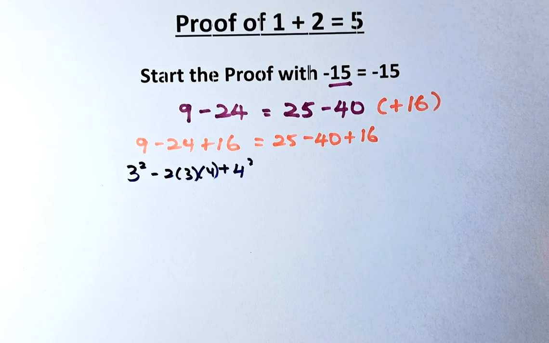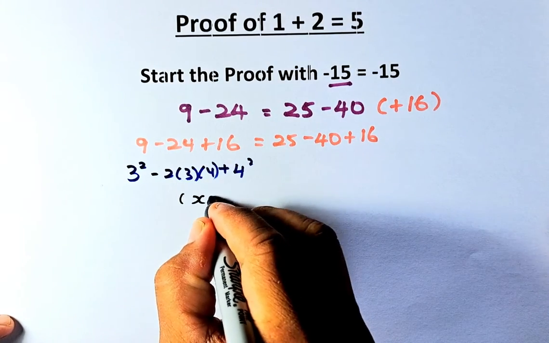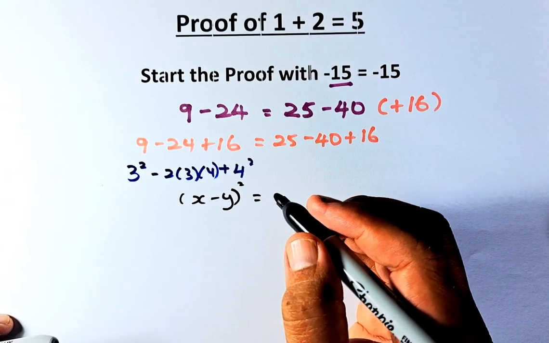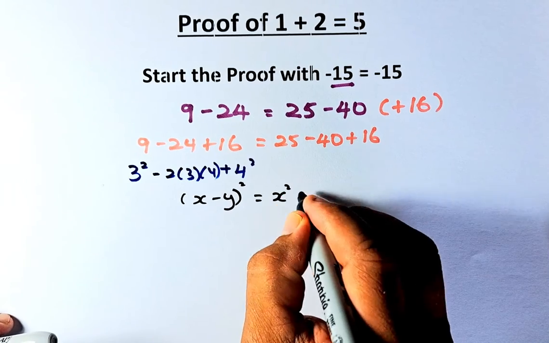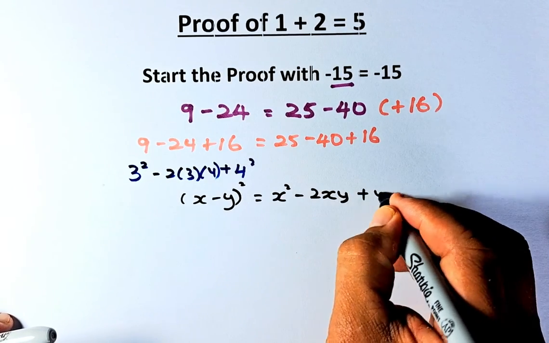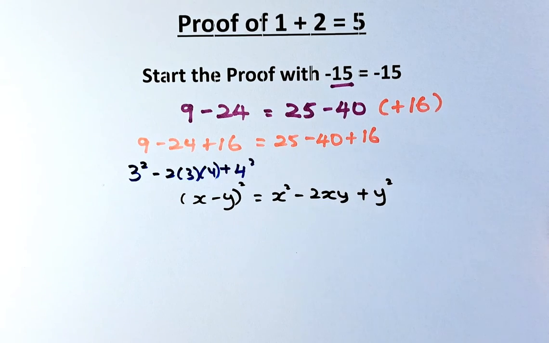I'm going to write the equation below here, in case you do not know it: x minus y squared equals x squared minus 2xy plus y squared. We are going to do the same on the other side, the right hand side.